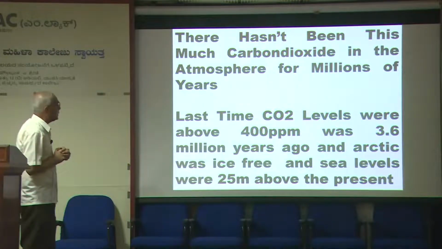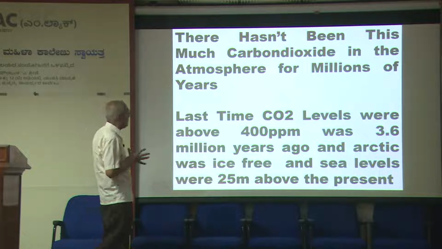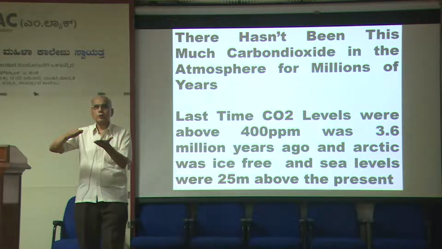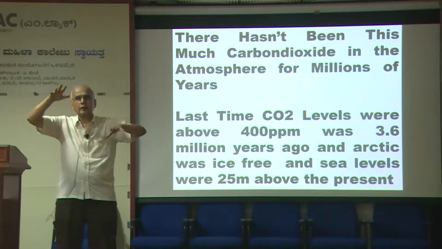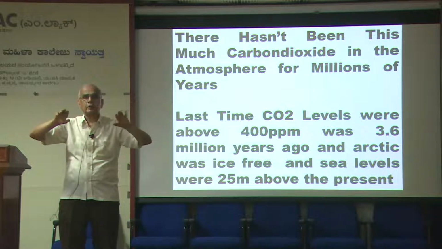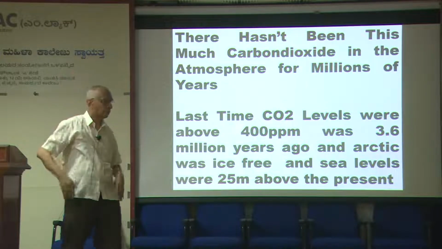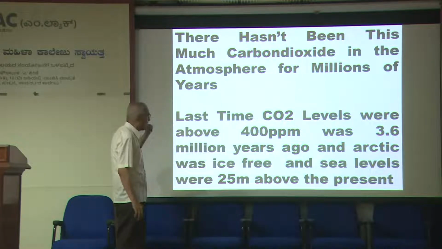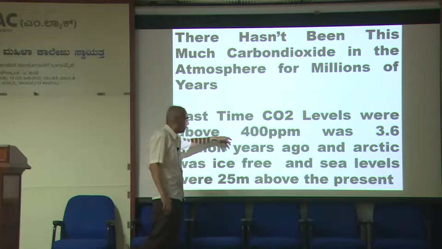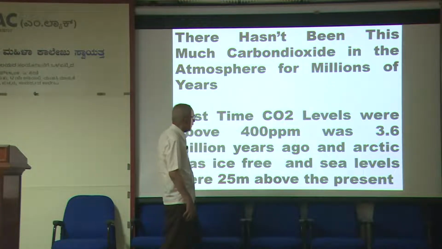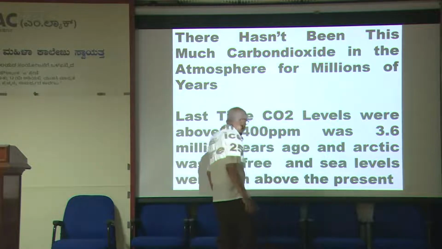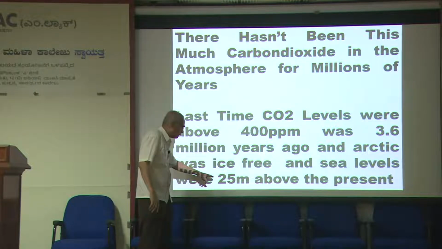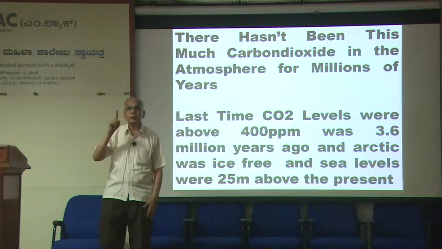Now, what you have to worry about is there has not been this much carbon dioxide in the Earth's atmosphere for billions of years. For a billion years, CO2 was between 200 and 280, naturally oscillating with no human interference. Today we have gone beyond that natural limit. Okay? And so that is a very great cause of concern. Why? The first time the CO2 reached 400 ppm in the past 4 million years was at this time, 3.6 million. At that time, Earth was completely ice free, and the sea level was 25 meters above the present.